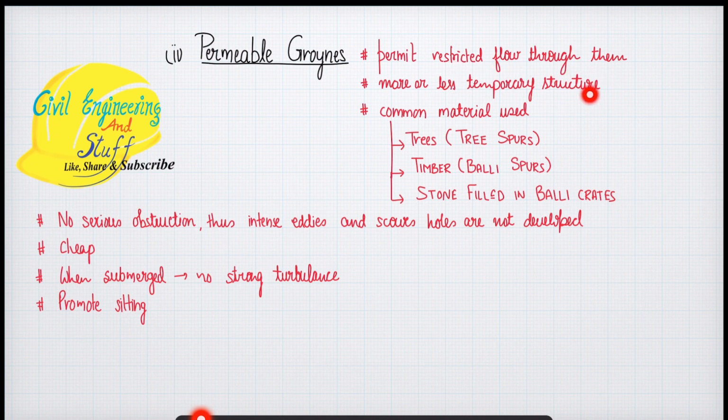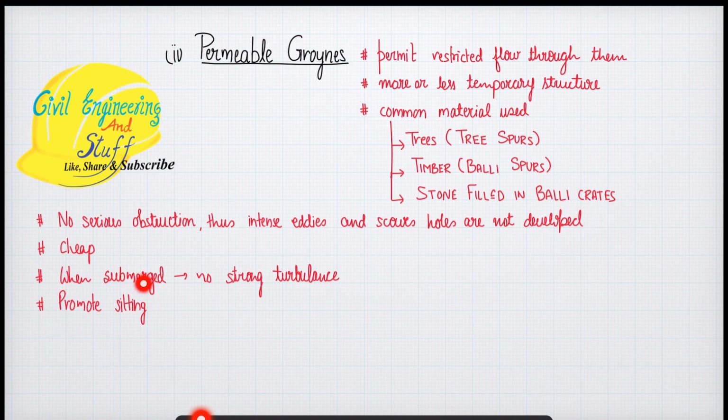And these are basically temporary structures. Common materials that are used are trees, timber, stone fill, soil, like that. And they do not act as a serious obstruction. We just want that very intense eddies and scouring of the bank do not take place. These are very cheap to construct, and when these are submerged, there is no strong turbulence.